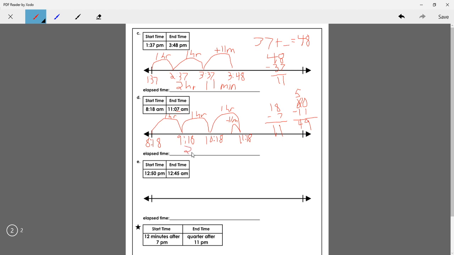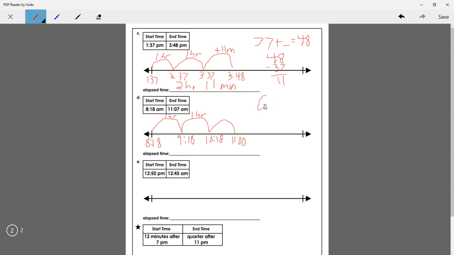So this would be 2 hours 49 minutes. Now, another way we could do this is we could just go 8:18, okay? So we could just do 8:18, and let's see here. So we're at 10:18. Okay, we go here, and then we get to 11. Okay, and we have to figure out how many more minutes.